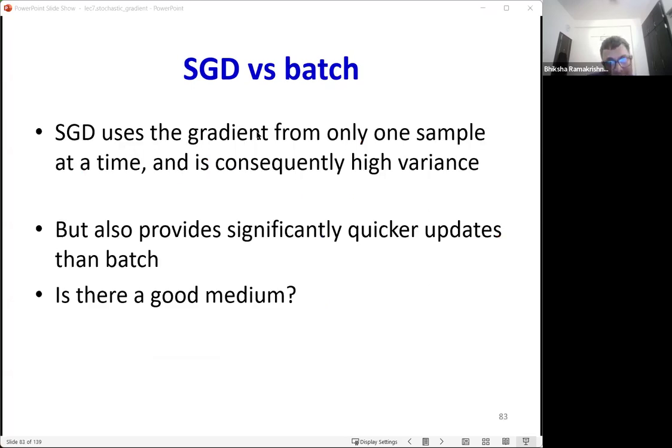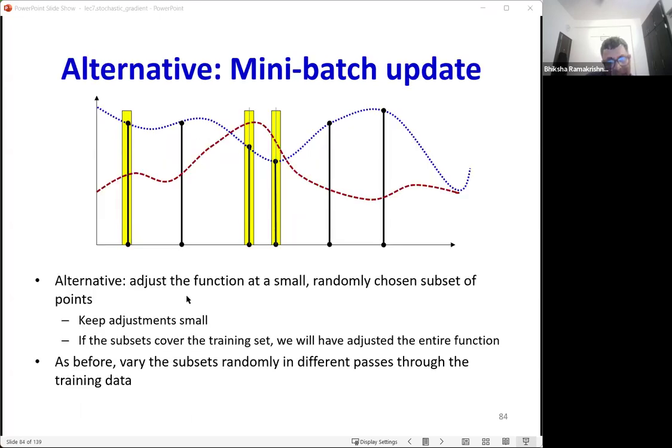So SGD uses the gradient from only one sample at a time and is consistently high variance, but also produces significantly quicker updates than batch. So there's a good medium. Adjust the function not at just one point, but at a randomly chosen subset of points, keeping the adjustment small. If the subsets cover the training data, you'd have adjusted the entire function. As before, vary the subsets randomly in different passes through the training data.